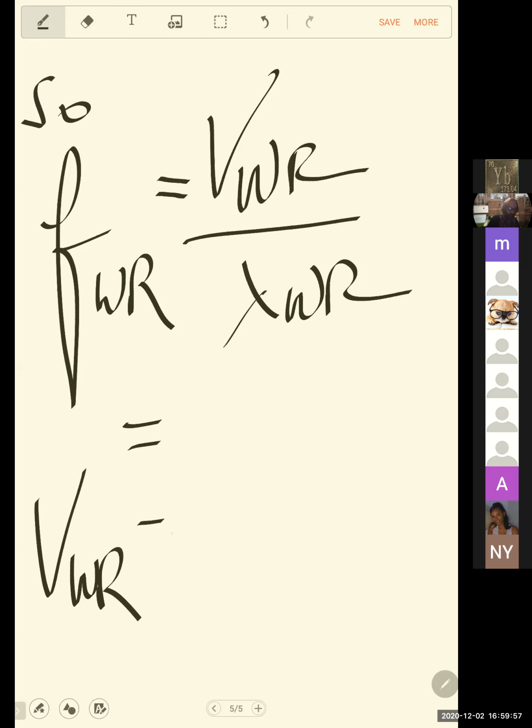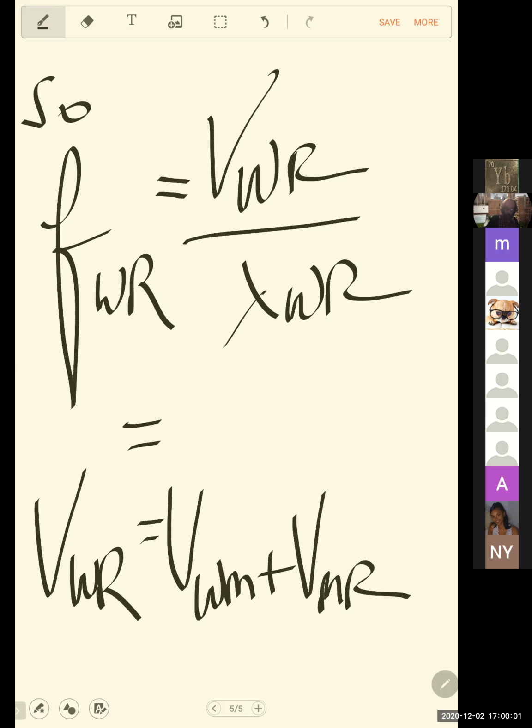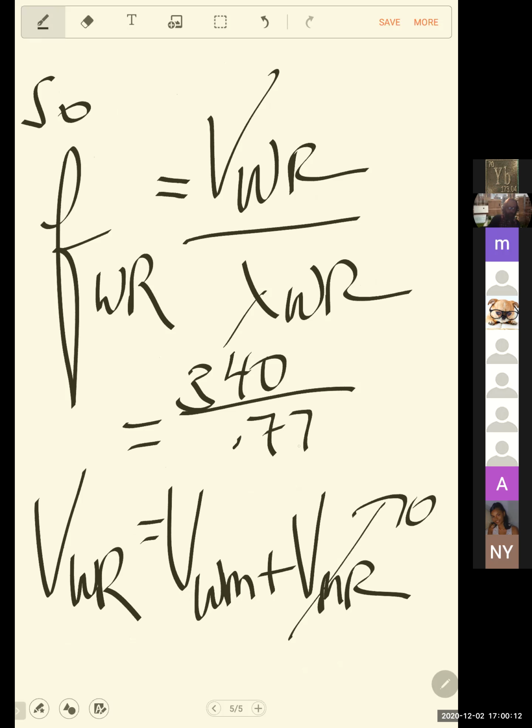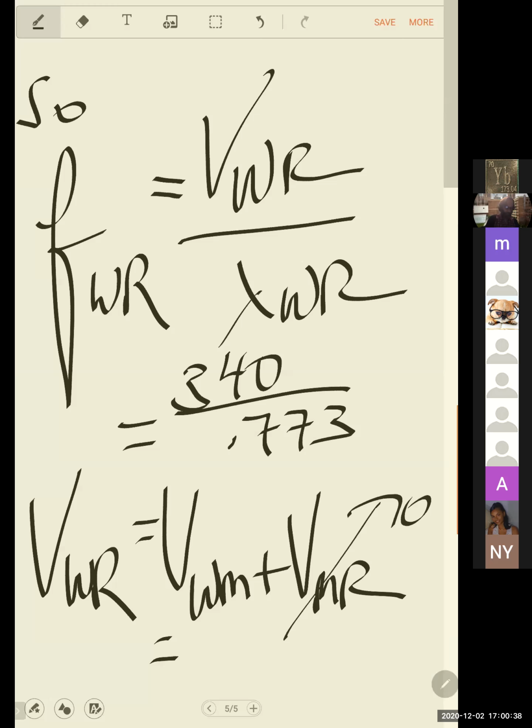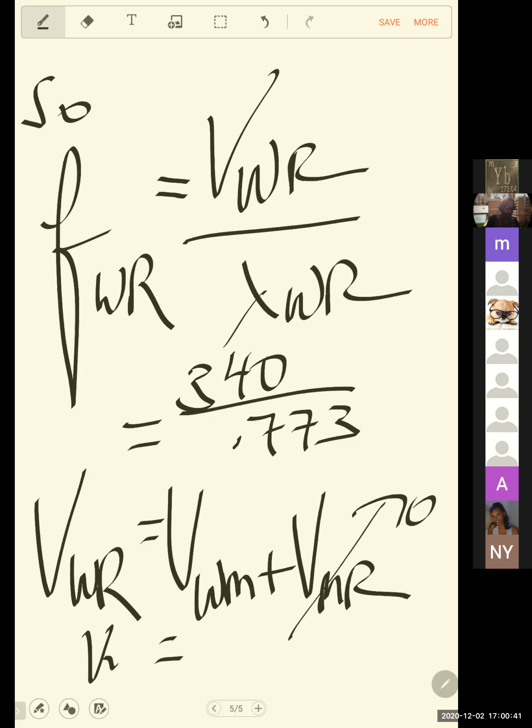Now, what's VWR? VWR equals VWM plus VMR. But here now, VMR is zero. The receiver's not moving. So that's why here we can now take that 340 number and put it over the wavelength we just got, 0.773. And we get that, and this is the answer.